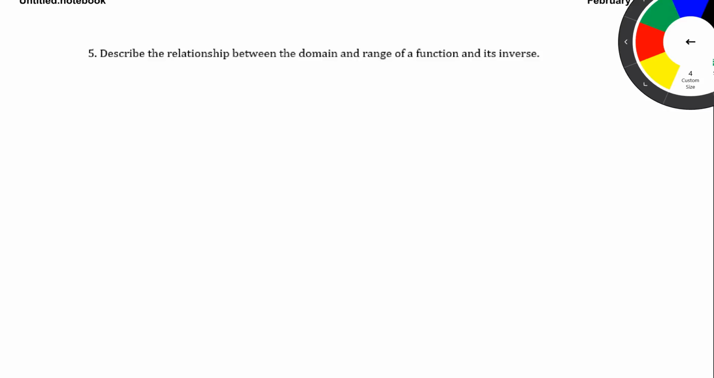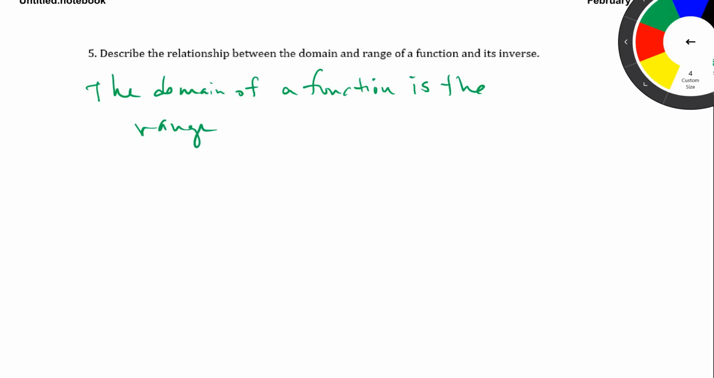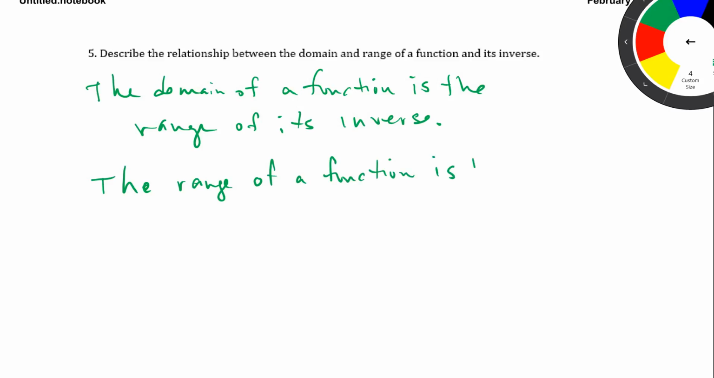So what we can say is the domain of a function is the range of its inverse. I can also say the range of a function is the domain of its inverse. So they kind of just switch.